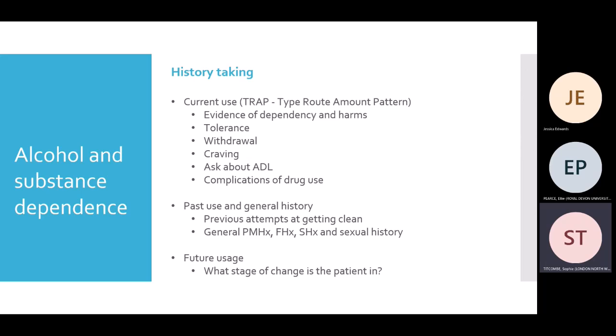And also thinking about complications of drug or alcohol use. So if, for example, you've got somebody who is an IV drug user, we want to be thinking about whether they use clean needles, and therefore are they at increased risk of bloodborne viruses, for example. We then want to think about past use and general history in terms of alcohol and substances. So have they previously tried to stop using whatever it is that they're addicted to? Have they gone through a detox program? And then, as we do with all of our histories, we want to make sure we're covering general past medical history, family history, social history, and sexual history.